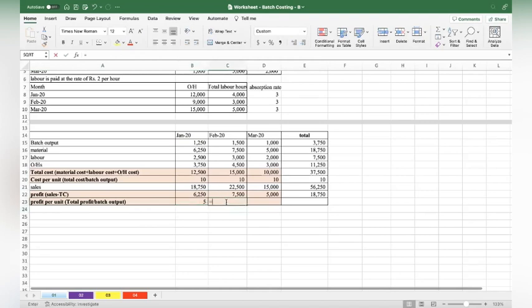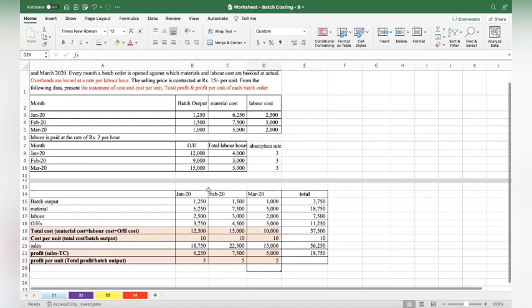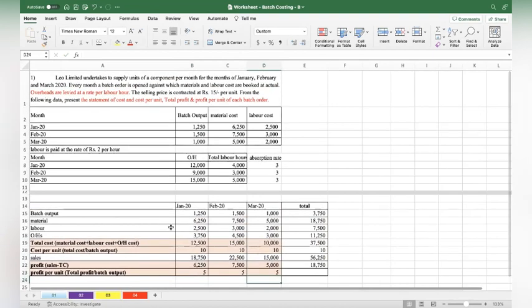5 rupees. Again, in February, we have 7,500 profit divided by batch output 1,500. Again, profit per unit will be 5 rupees. Same thing, repeat for March, 5,000. Batch output is 1,000, right? So now you have the profit per unit as 5 rupees per unit. Okay, so now we have prepared the cost statement.